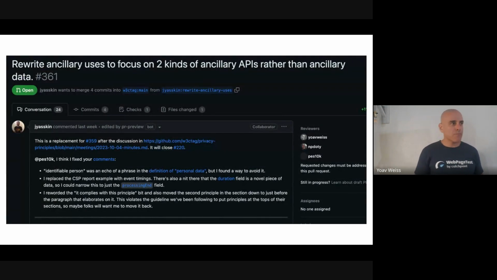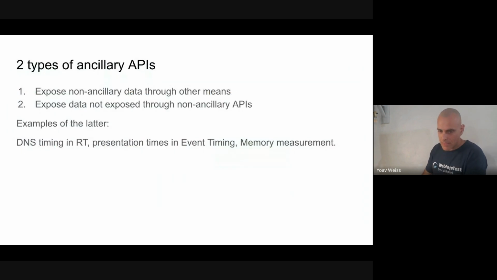And I pointed out that issue to Jeffrey, and as a result, this is the second PR on that front that is trying to rewrite that section to address that discrepancy. Essentially, this PR proposes that instead of defining ancillary data as a result of its usage, we define two types of ancillary APIs. Ones that expose non-ancillary data through other means.